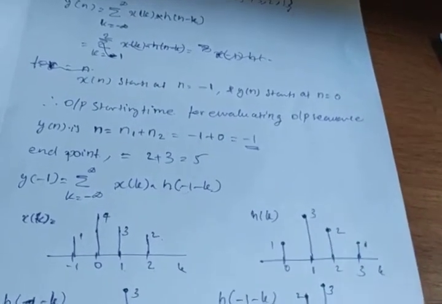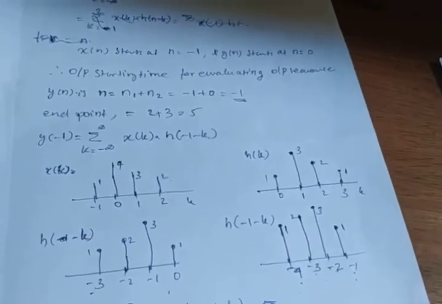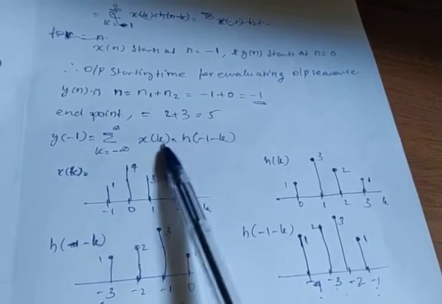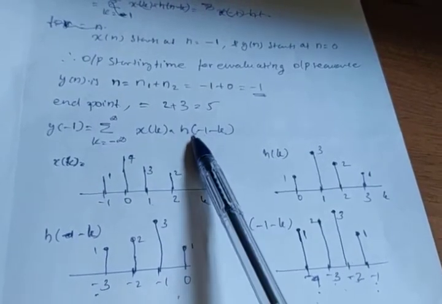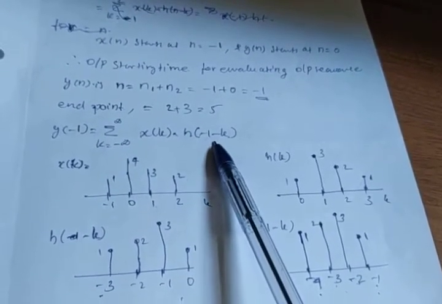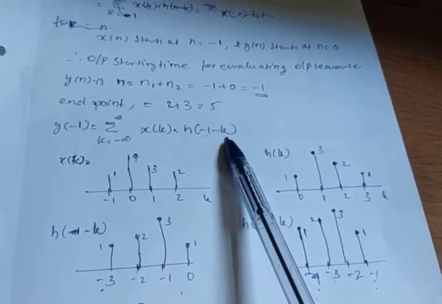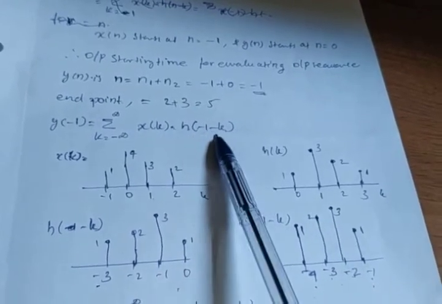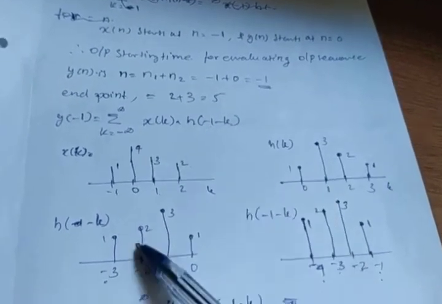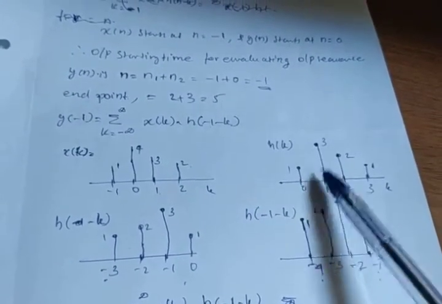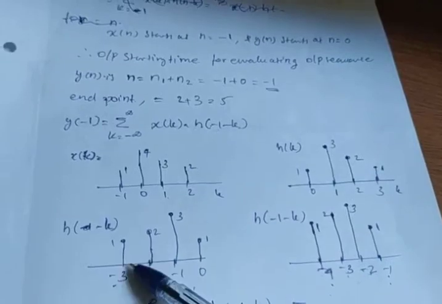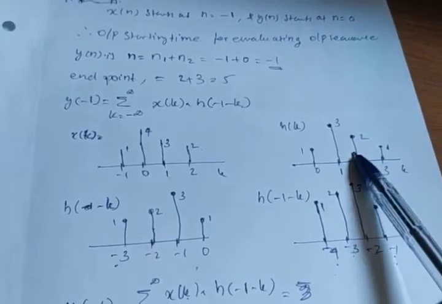So convolve these two, that is, multiply these two. For that, first you take h of k, then you have to find h of minus 1 minus k. For that, first you find h of minus k, then find h of minus 1 minus k. You get h of k from the question itself. Now find h of minus k. How to find h of minus k?